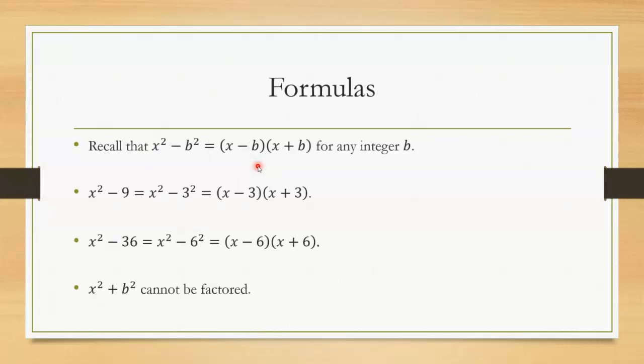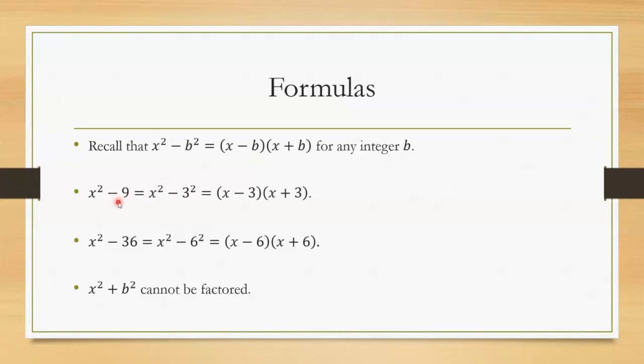I was going to do some more examples than the worksheet, but let me just point this out. We've had formulas. I think we actually have seen this formula before: x squared minus b squared equals x minus b times x plus b. But you can use this formula to factor. Namely, if you have a difference of two squares, if you have x squared minus a perfect square, a perfect square is an integer that's a square of something else. In other words, if you have x squared minus b squared for some integer b, then you can factor it like this.